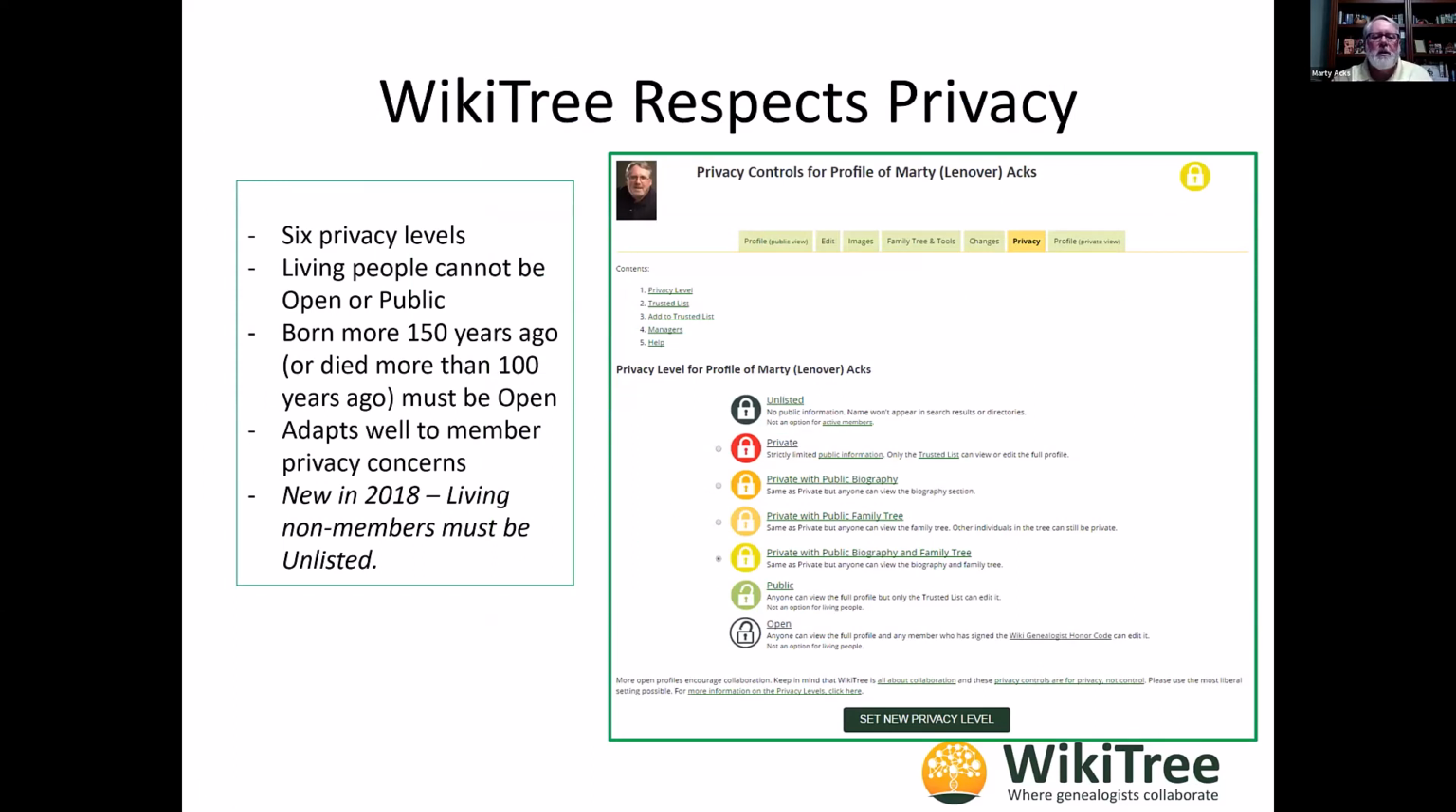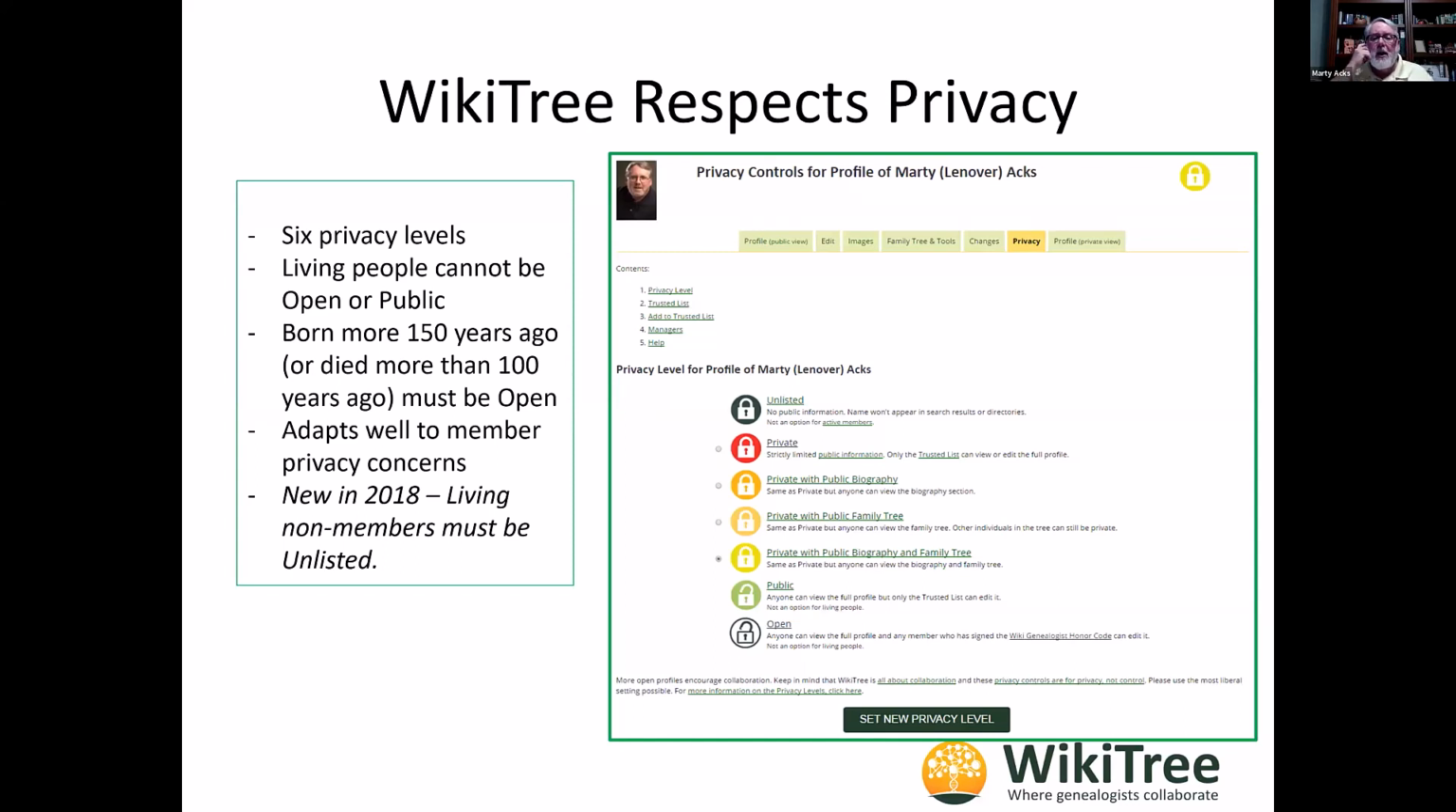So the way privacy works is there's 6 levels of privacy. I'll talk about the end caps on this. Anyone born more than 150 years ago, you have no argument that there's something secret about this person. So if they were born 150 years ago or died 100 years ago, they have to be a fully open profile that anyone can see.